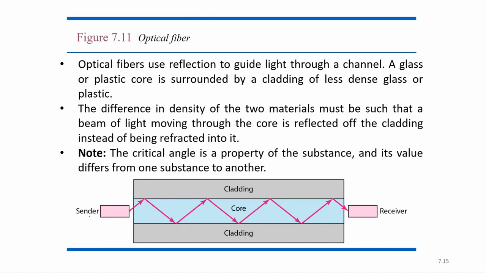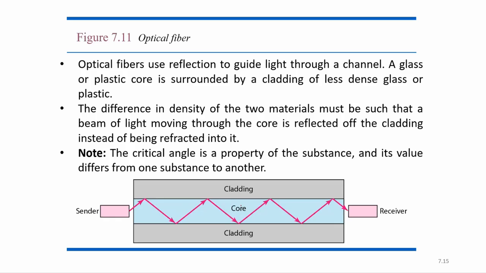In between the sender and receiver, the sender will produce a light signal with respect to our message signal. It will convert it into light, and this light will be passed through the optical fiber.